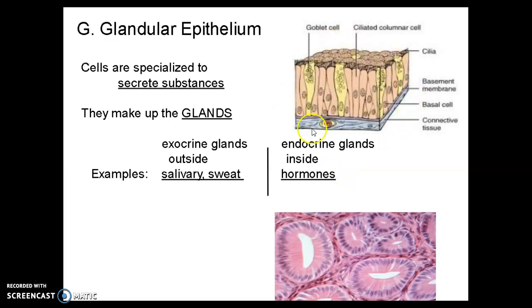So here's one example of glandular epithelium. You can see that it's a pseudostratified shape. It's got a single layer of cells. It's got goblet cells. It's got those cilia. But because it uses those goblet cells to secrete stuff, it is considered to be glandular epithelium.